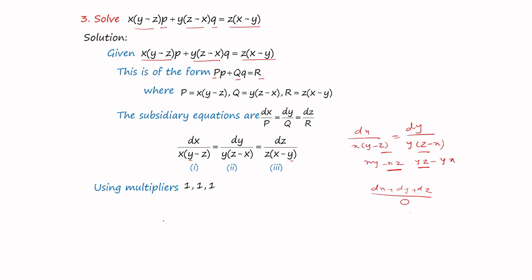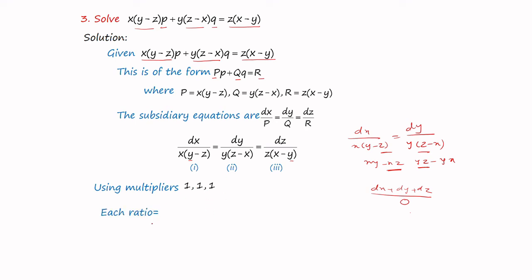Okay, so we use the multipliers 1, 1, 1, because xy is there. Here we check: here xy minus xy is there, and xz minus xz. Here you have a plus xz. And here y is there, here also y is there. So you can go for the method of multipliers using multipliers 1, 1, 1.